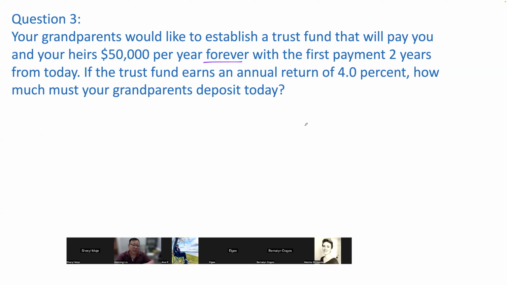Okay, so think about that. You need to deposit some money, and that money is big enough to sustain this perpetuity, $50,000 per year forever, right? So the idea is you want to calculate the present value of the perpetuity. So $50,000, first payment 2 years from now, annual return 4%, and the perpetuity. Calculate that present value, and that's how much your grandparents should deposit today.